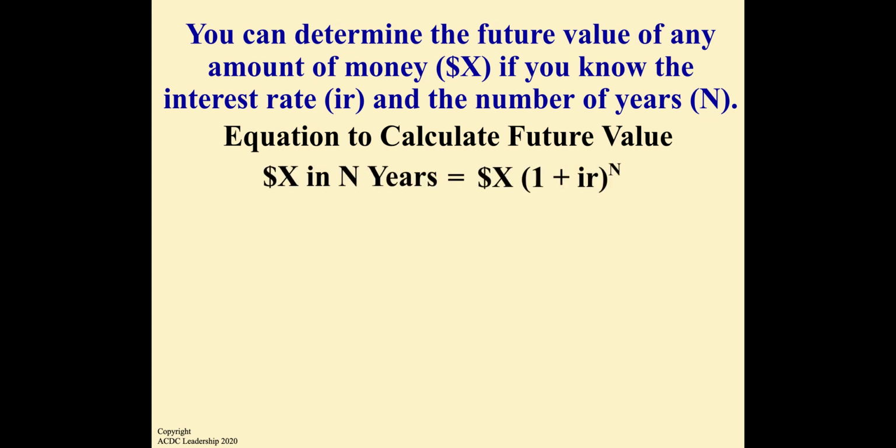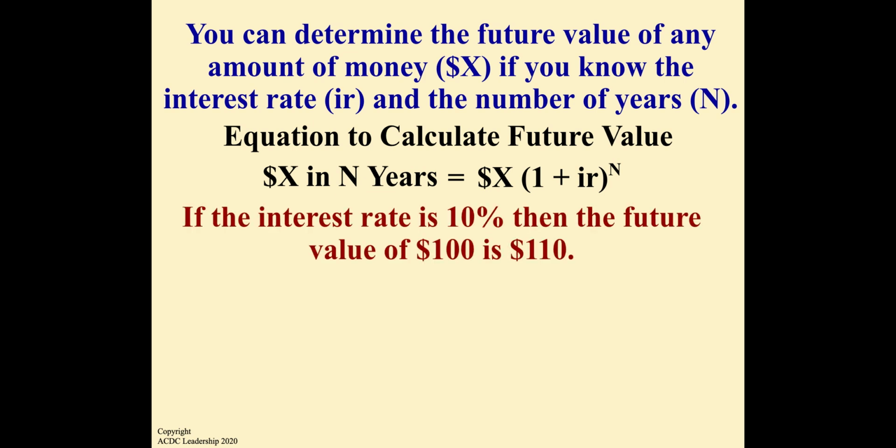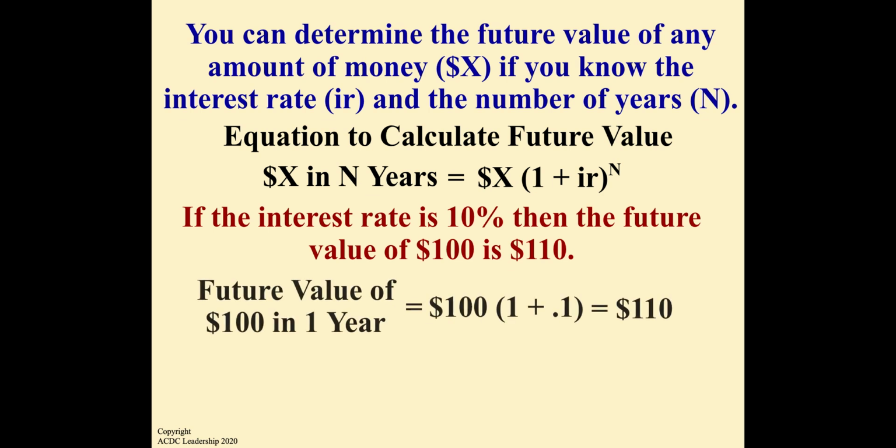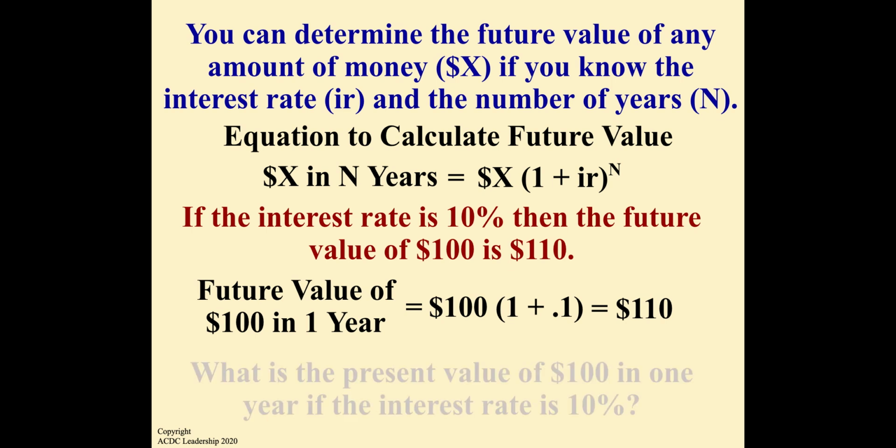You can determine the future value of any amount of money if you know the interest rate and the number of years. The equation to calculate future value is: the future value of X in N years equals X times 1 plus the interest rate to the nth power. If the interest rate is 10%, then the future value of $100 is $110 after 1 year. So the future value of $100 in 1 year equals 100 times 1 plus 0.1 equals $110.